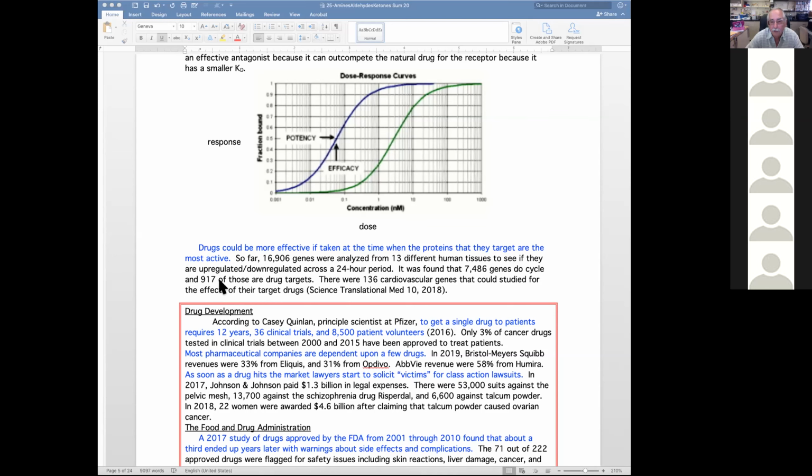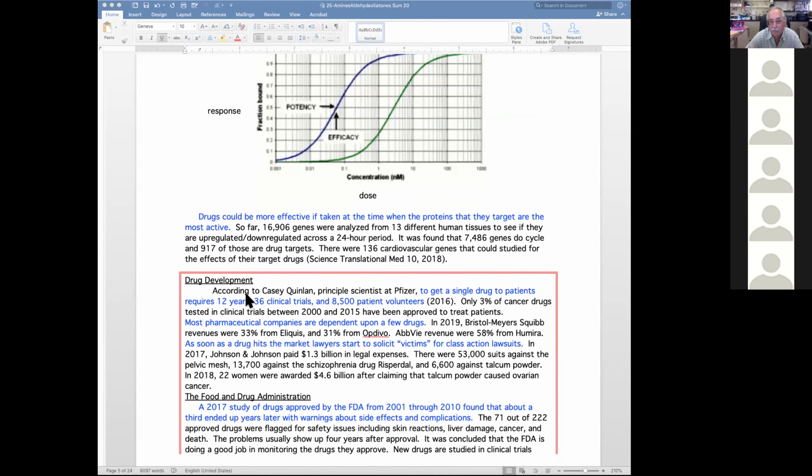So we keep looking more and more at how drugs work and how their targets work, so that eventually we'll be able to get the most effect out of the smallest amount of drug necessary, because all drugs have side effects.